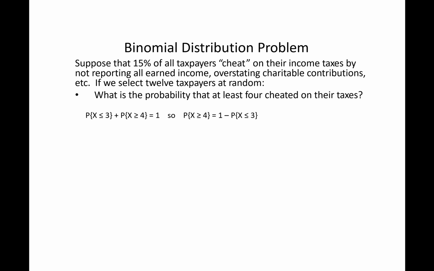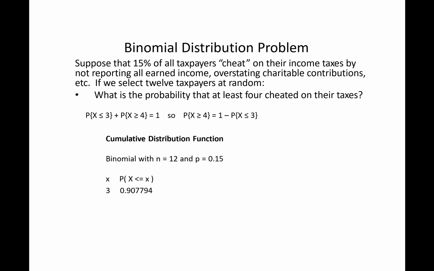All you have to do is change the value of x, and we see that the probability that x is less than or equal to 3 is 0.907794. So to get the probability that x is greater than or equal to 4, we just subtract that number from 1. So the solution we're looking for here is 0.092206.